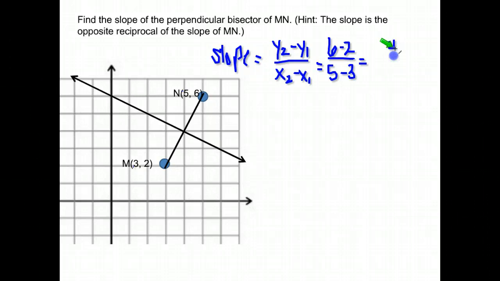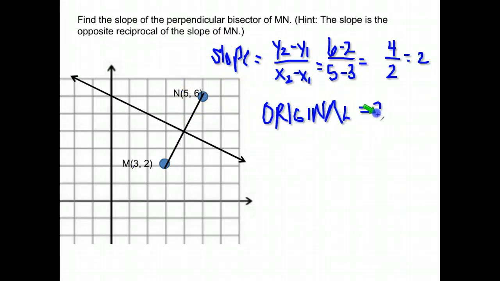6 minus 2 is 4. 5 minus 3 is 2. And 4 divided by 2 is 2, or 2 over 1. So the slope of our original line, okay, so this is not the one perpendicular to it, the slope of our original line was 2.